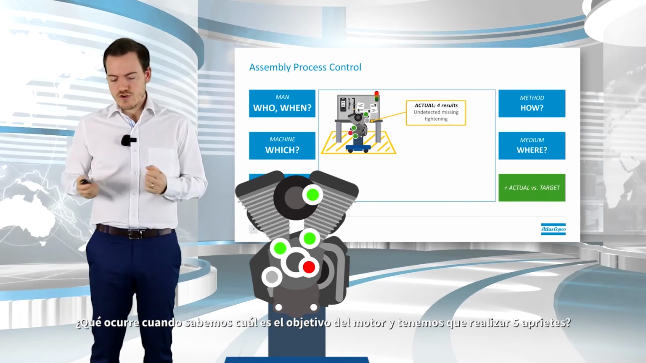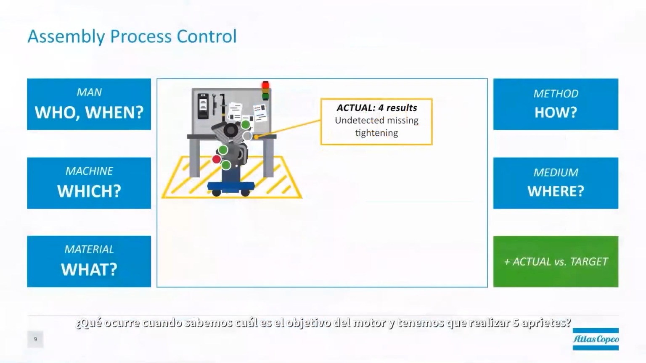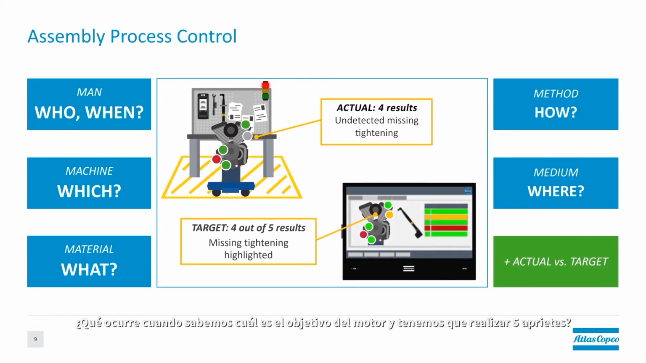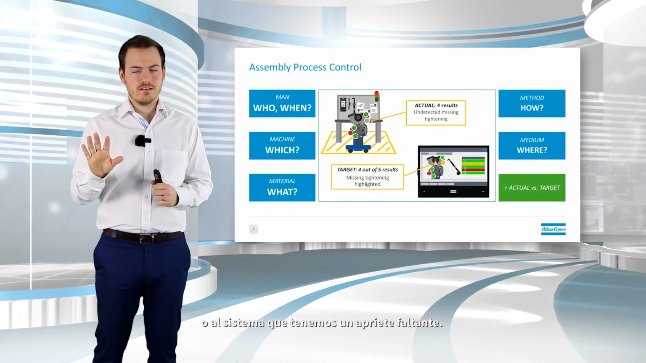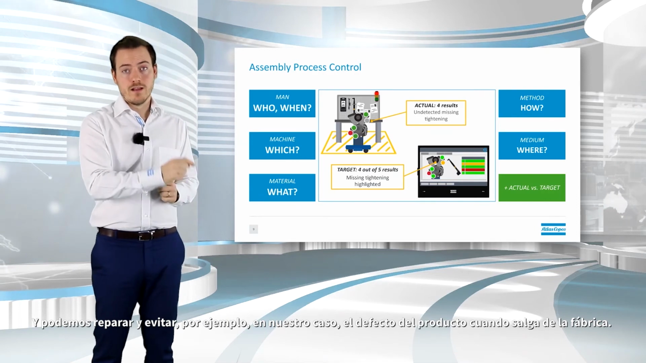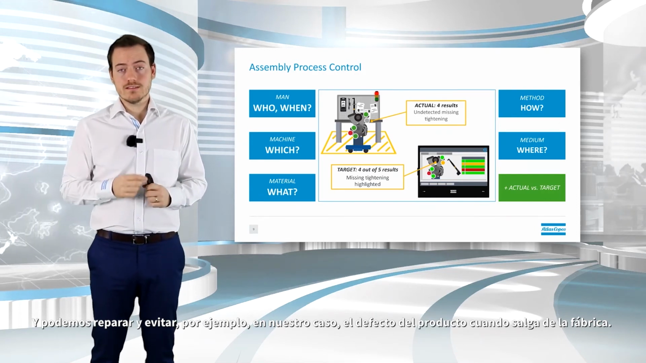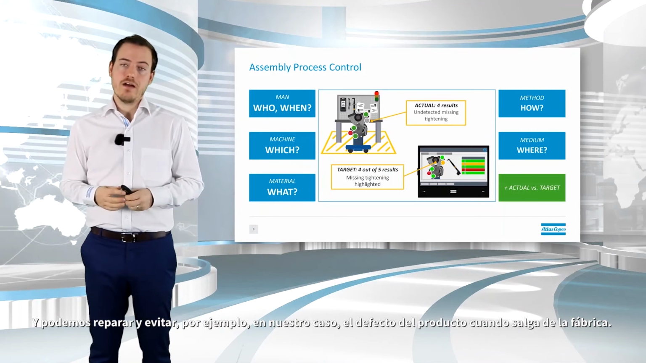Now, what happens if we know the target of that engine? If we know that we were supposed to do 5 tightenings, or if it was not tightening, 5 processes, that we know exactly what was done and what was not done at all, then in that case we can detect that missing tightening. We can tell the operator, we can tell the system, hey, we have a missing tightening here, and we can repair that and avoid, in our case, a missing tightening leaving the factory.